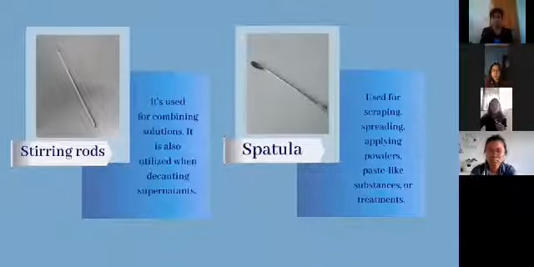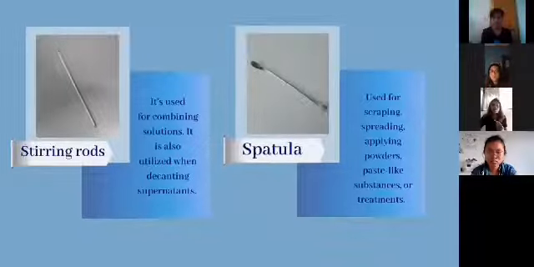Stirring rods. It is used for combining solutions. When decanting supernatants, stir rods are utilized as part of appropriate laboratory technique, since the contact serves to minimize the adhesion between the glassware and supernatant, which is responsible for the liquid running down the side.